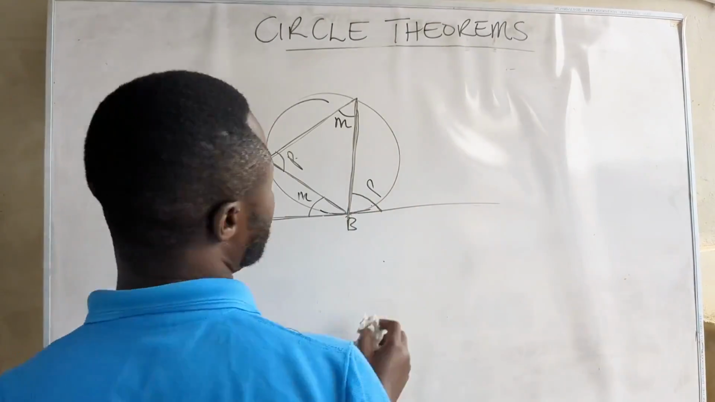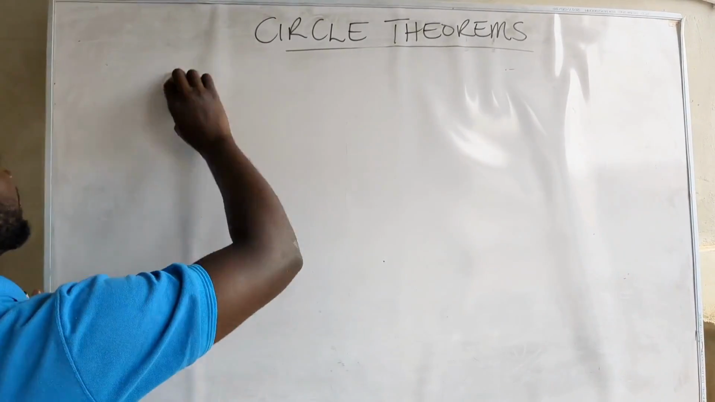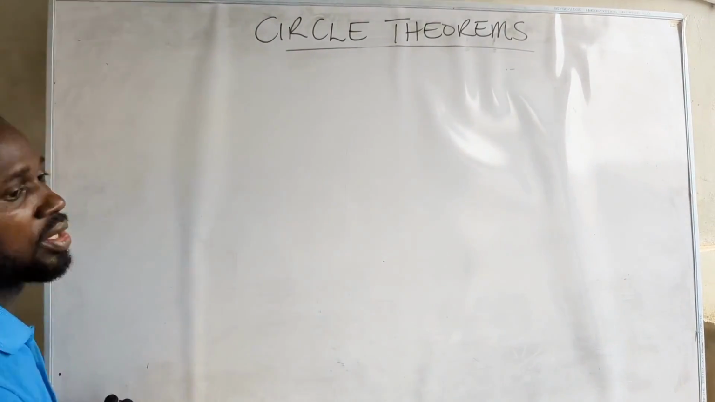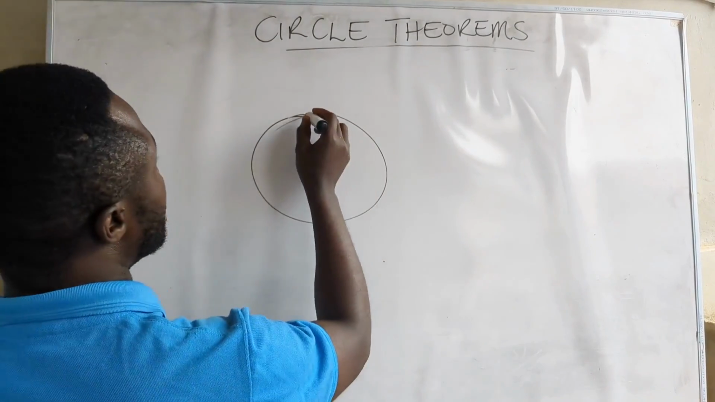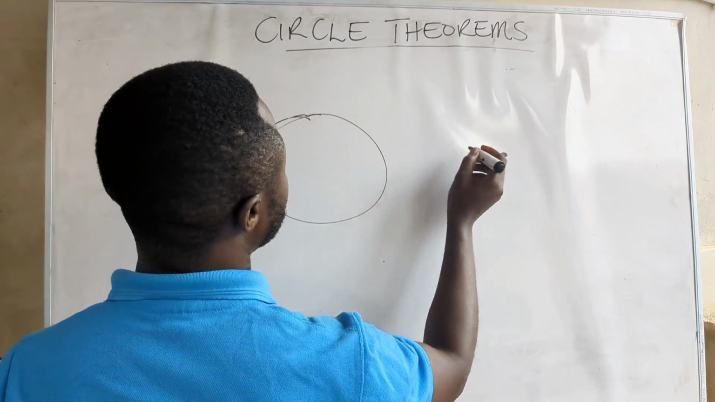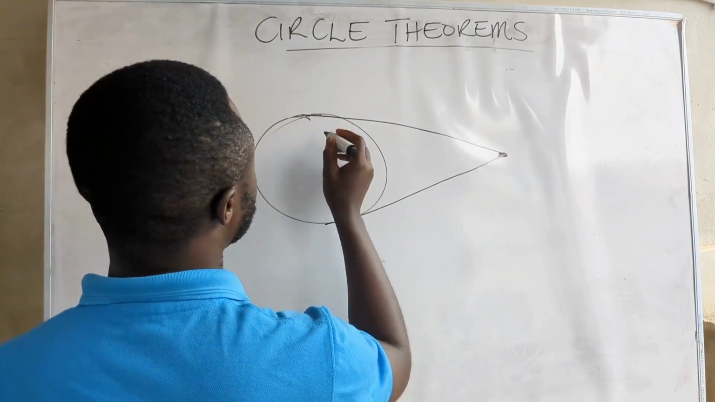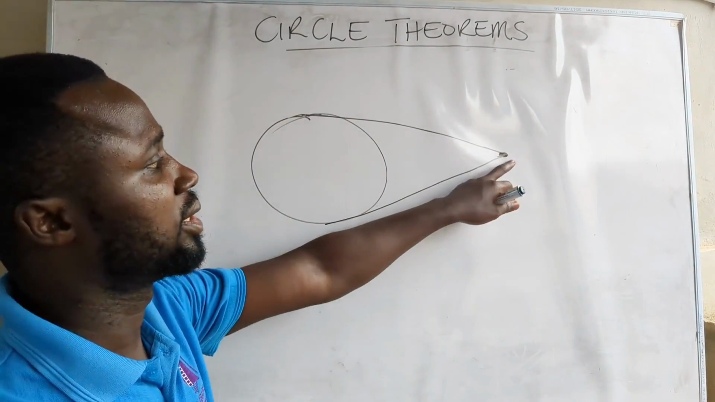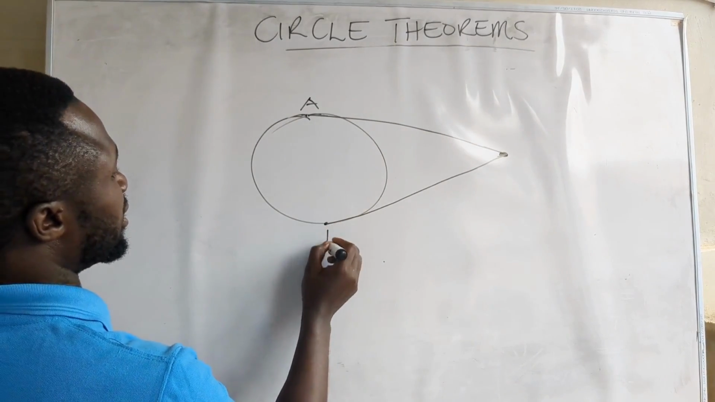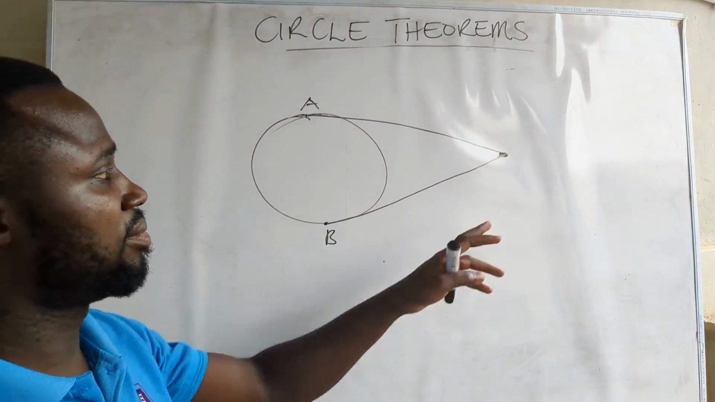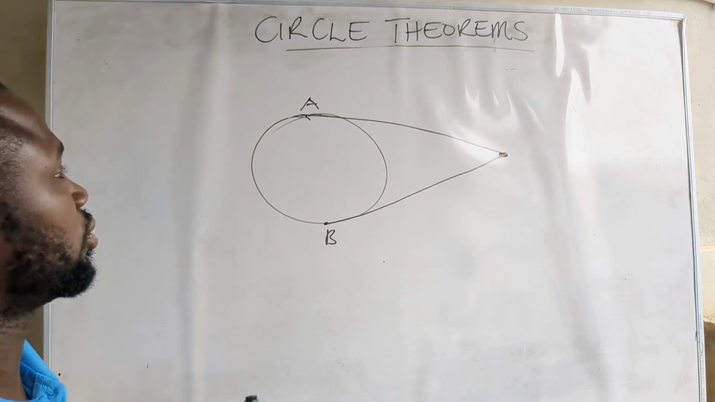And the last one I want to talk about is this: if I have a circle and two tangents coming from the same point. It is tangent to the circle at A, tangent to the circle at B. Two tangents from the same point. We are going to look at some properties and then we close with this one.